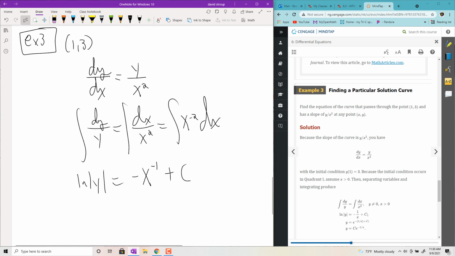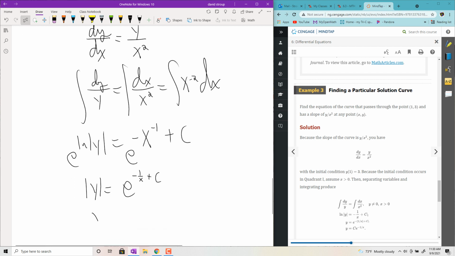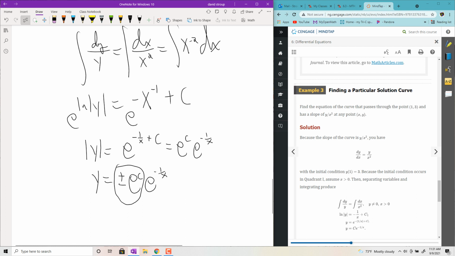Then you can exponentiate this guy. So you're going to be able to get a nice looking answer. Absolute value of y equals e to the negative x to the negative 1, which is the same as negative 1 over x, plus c. Drop the absolute value. You get a plus or minus over here. Of course, I'm going to rewrite this part of it as e to the c times e to the negative 1 over x. So you get plus or minus e to the c times e to the negative 1 over x. And then replace this part with your big constant C. So you get y equals C e to the negative 1 over x.